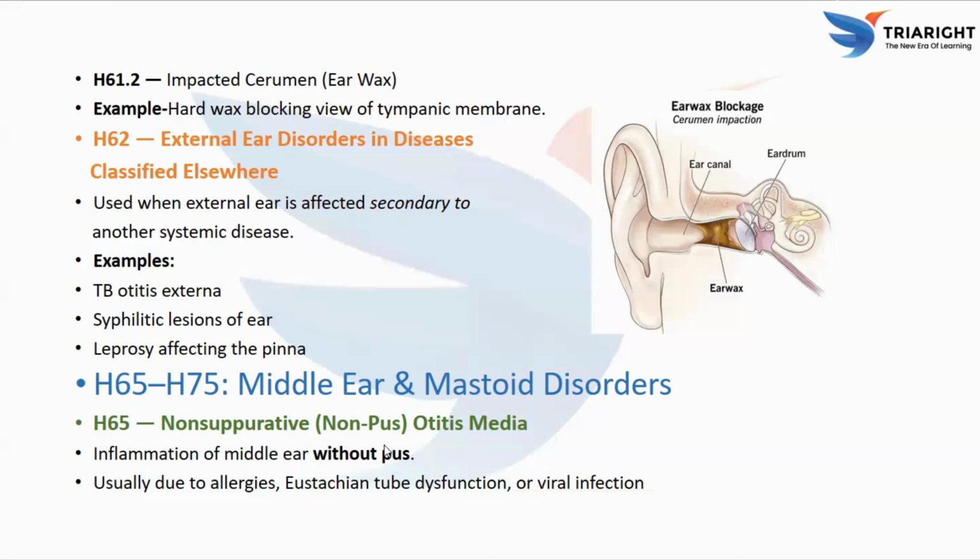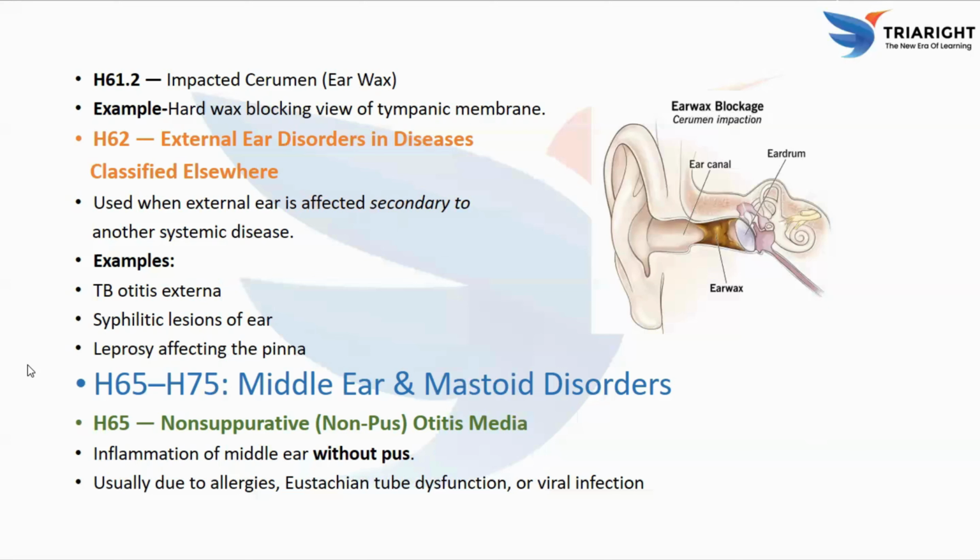So next, coming to the H65 to H75 code categories. These codes describe the diseases of the middle ear, behind the eardrum, and also the mastoid process, which is an air-filled bone behind the ear. The first code is H65, which involves non-suppurative or non-pus otitis media.